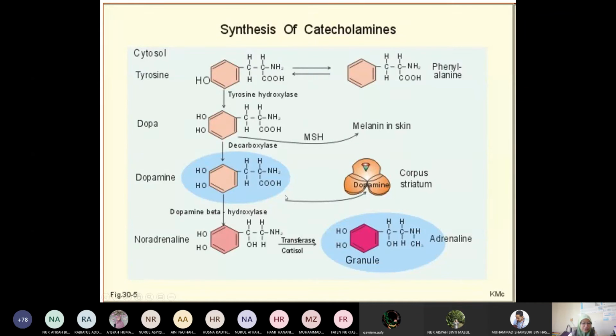Dopamine beta hydroxylase adds a hydroxy group here and forms noradrenaline. The methyltransferase enzyme transfers a methyl group and makes adrenaline finally. In that reaction, dopamine is also formed in the corpus striatum of the brain. If something happens in the synthesis of dopamine, it may result in a deficiency of dopamine and lead to Parkinson's disease. Melanin can also be formed from dopa.